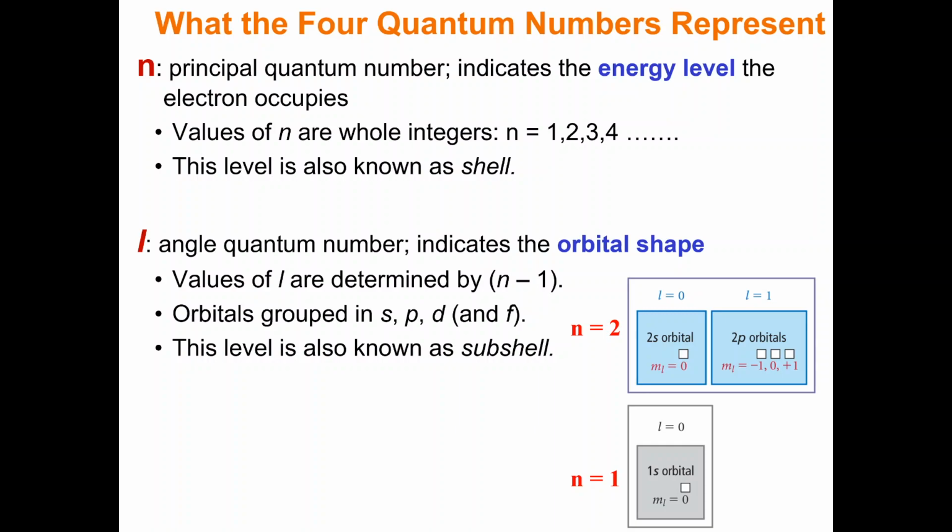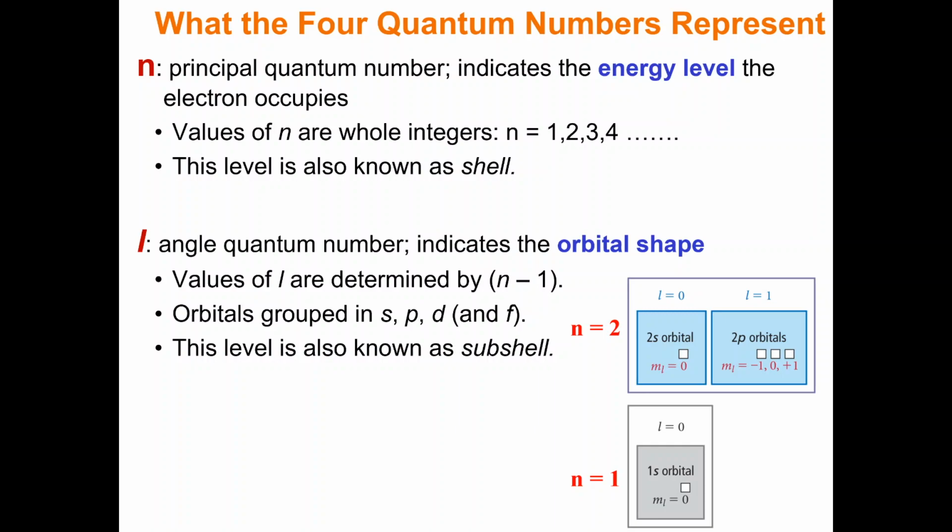Okay, so let's look at each individual quantum number and see what values are possible for it. The first one, as I said, is n, the principal quantum number. This indicates the energy level the electron occupies, and these have to be whole number integers, like 1, 2, 3, 4, 5, etc. This is also known as the shell. So it's the energy level, or the n level, or the shell. That's n, and that will always be a whole number integer.